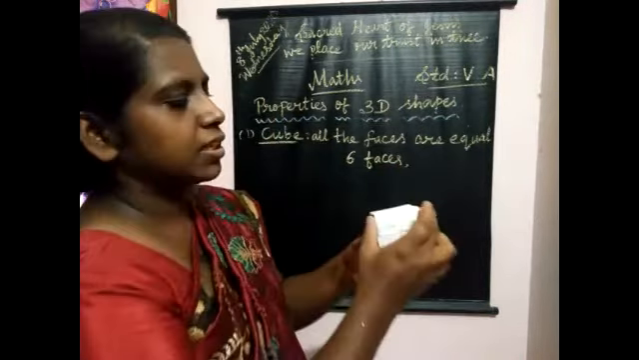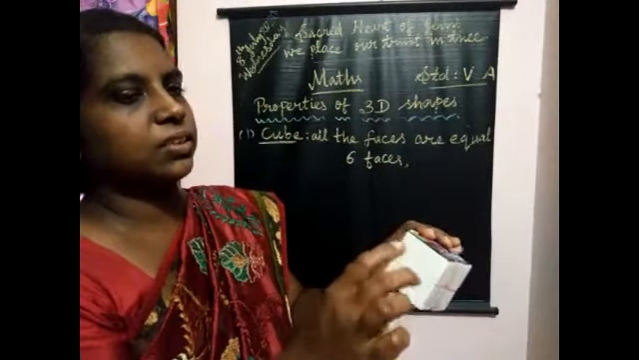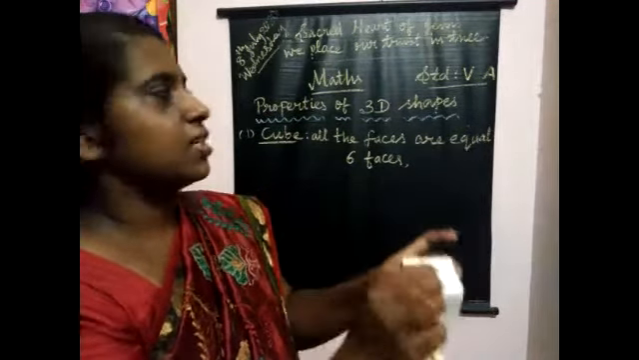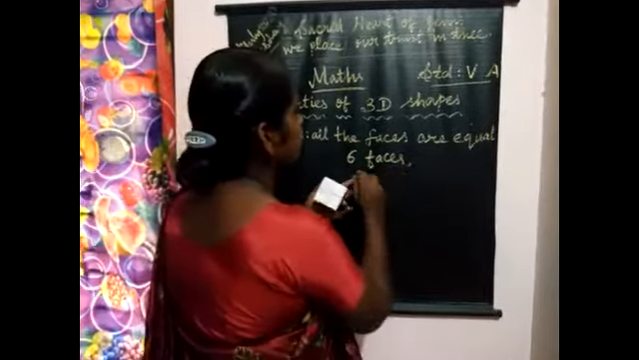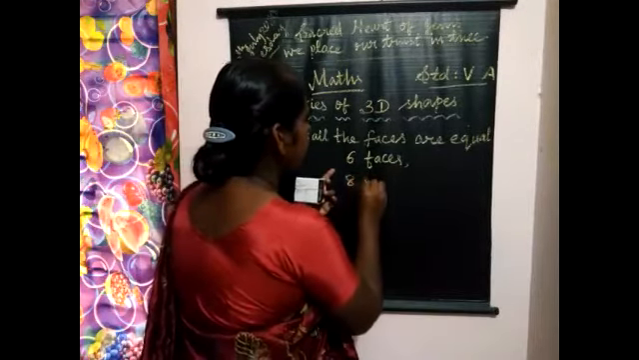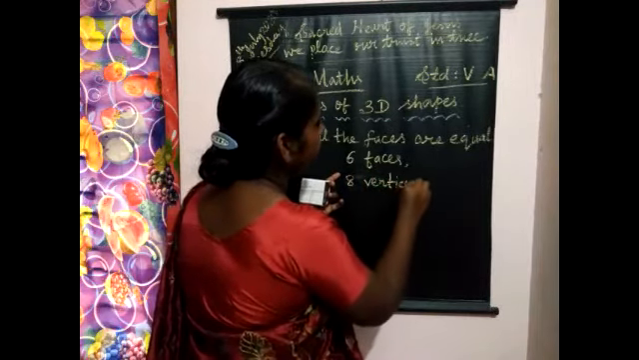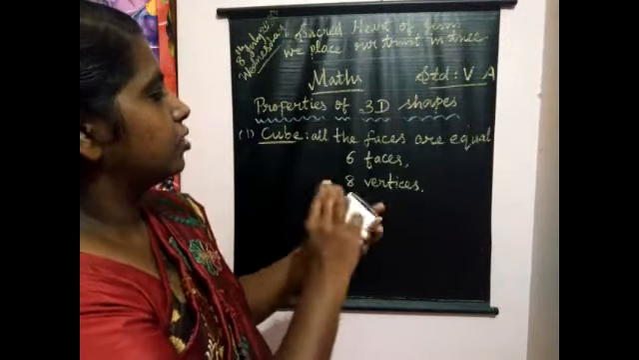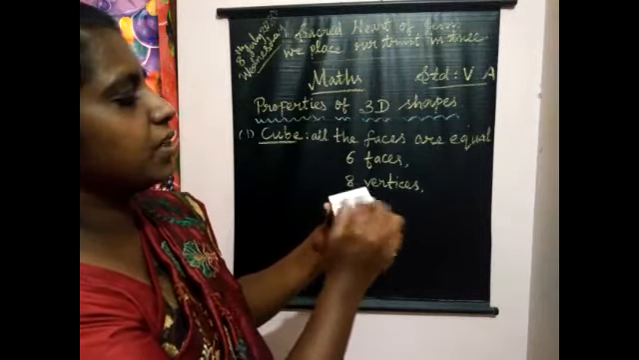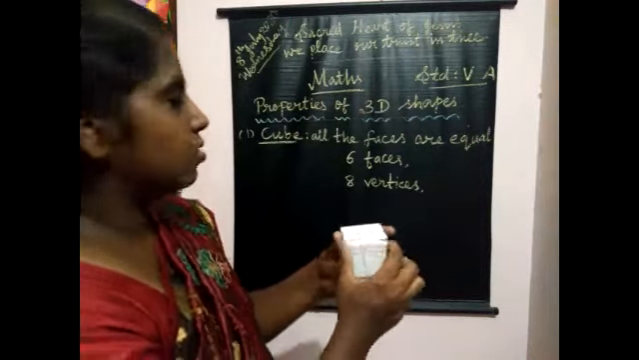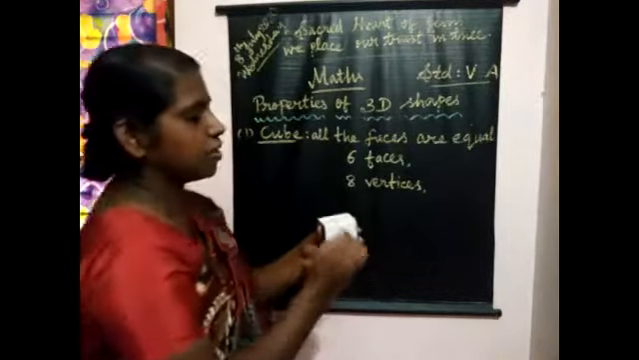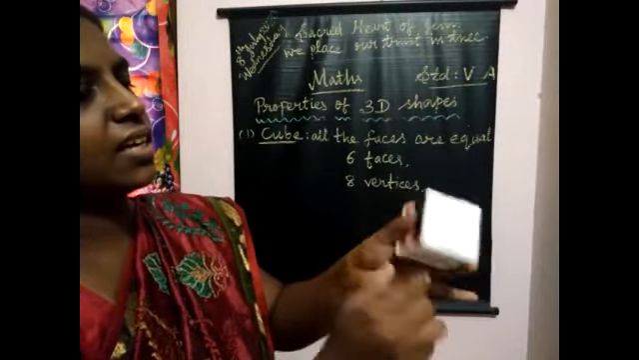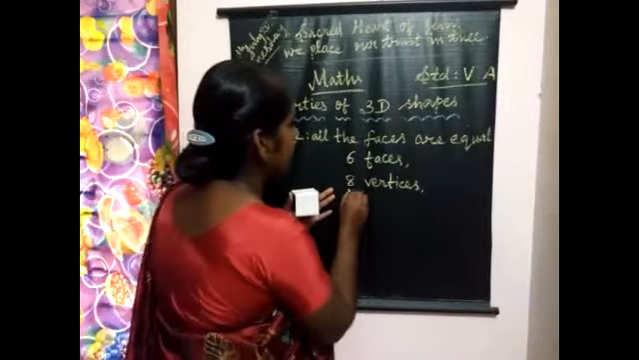Then these corner points are called the vertices. So how many vertices? Let us count. 1, 2, 3, 4, 5, 6, 7, 8. 8 vertices are there. Therefore 6 faces, 8 vertices. Then here you see these are called the edges. The length in between two joined vertices is called an edge. So 12 edges are there. Can you count it? 1, 2, 3, 4, 5, 6, 7, 8, 9, 10, 11, 12. So 12 edges are there.